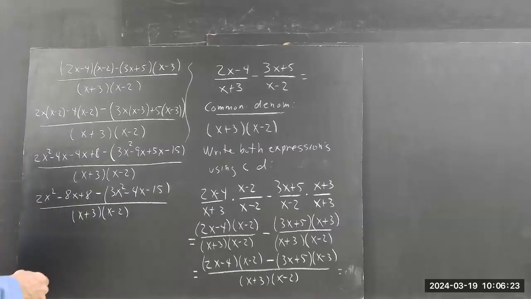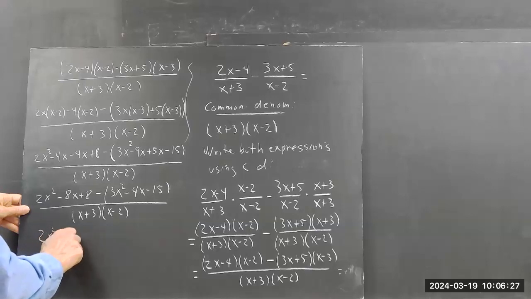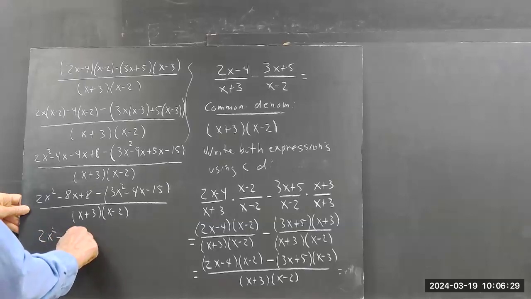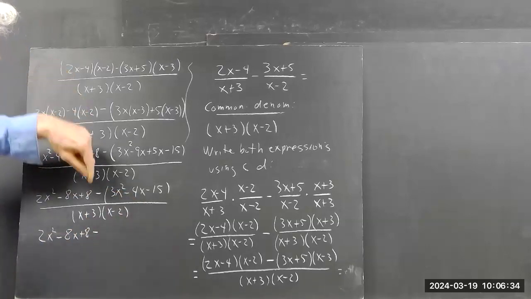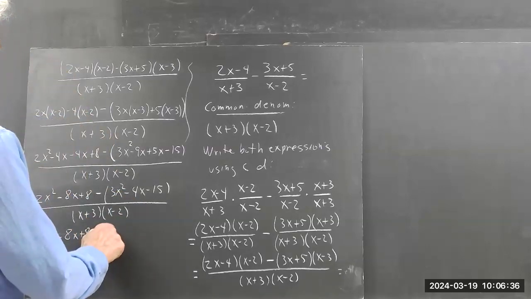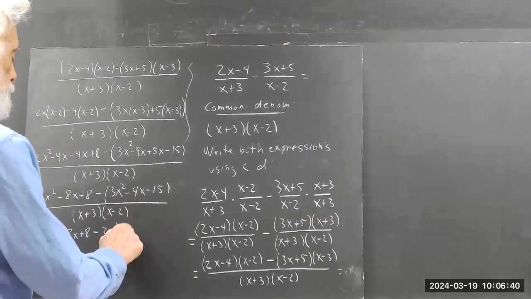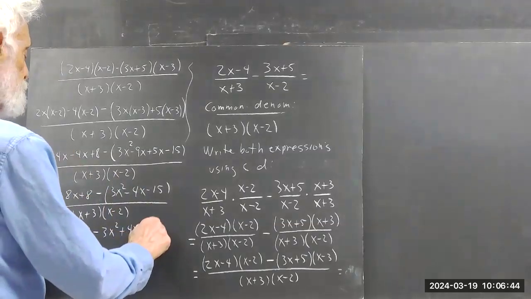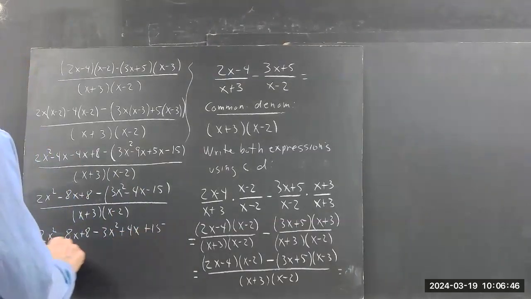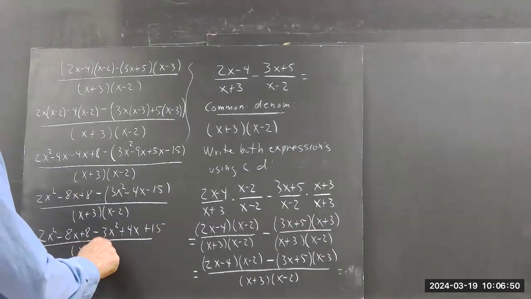And then we have our denominator. Now we can write this as 2x squared minus 8x plus 8. Then the minus distributes through here. Minus 3x squared is negative 3x squared. Minus a negative 4x is plus 4x. Minus a negative 15 is plus 15. Still over the same denominator.